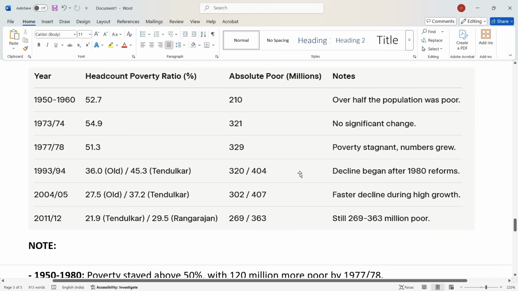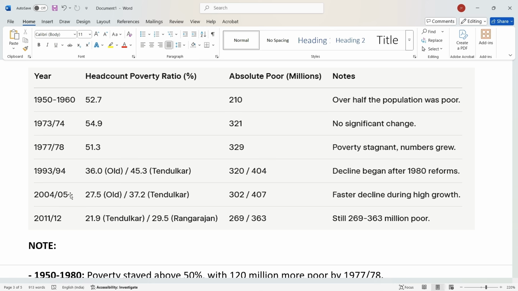After the 1980s reforms, the poverty declined to 36% according to the old method. When the Tendulkar method came into existence and the calculation was made, it becomes 45.3%. Again, after 2000, it was the phase like this. After 2004 to 5, again the decline of poverty was low.